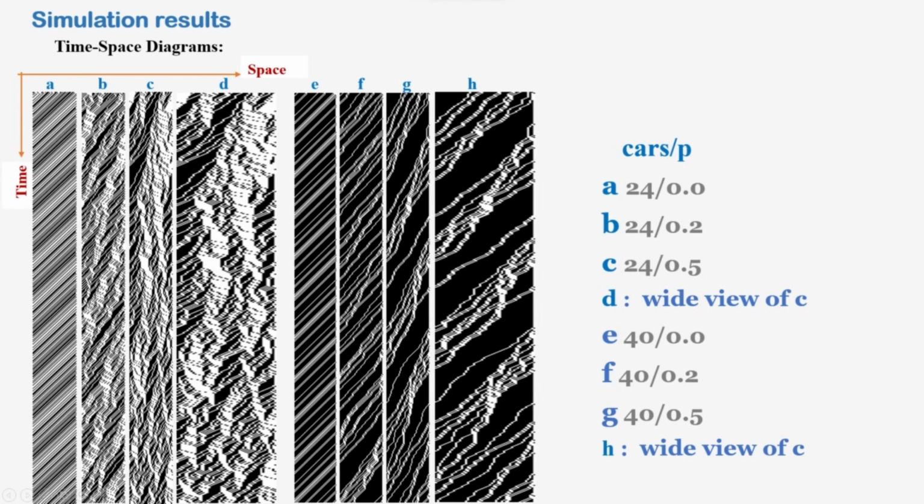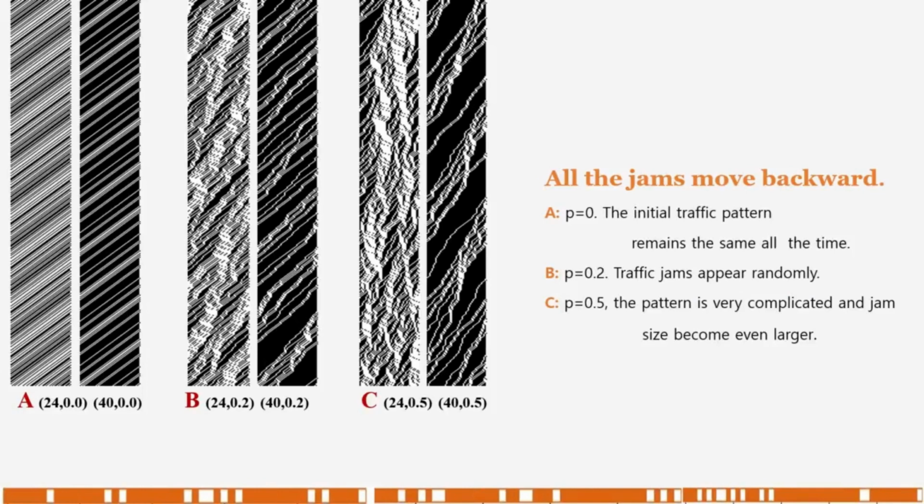So these are the time series diagrams for 1DCA. We can see traffic patterns become more complicated with the increasing P, which is the randomization probability. Here, diagrams of 24 cars and 40 cars with the same P are compared side by side. In case of A, the initial linear traffic pattern remains the same all the time. In B and C, as P increases, the traffic pattern becomes more and more disorderly.